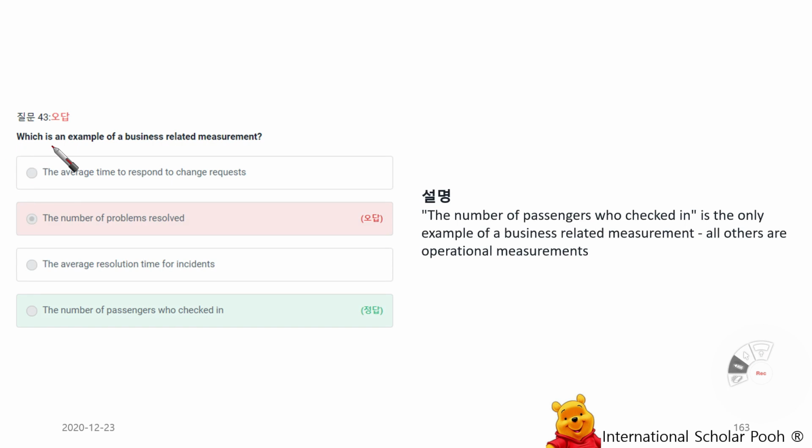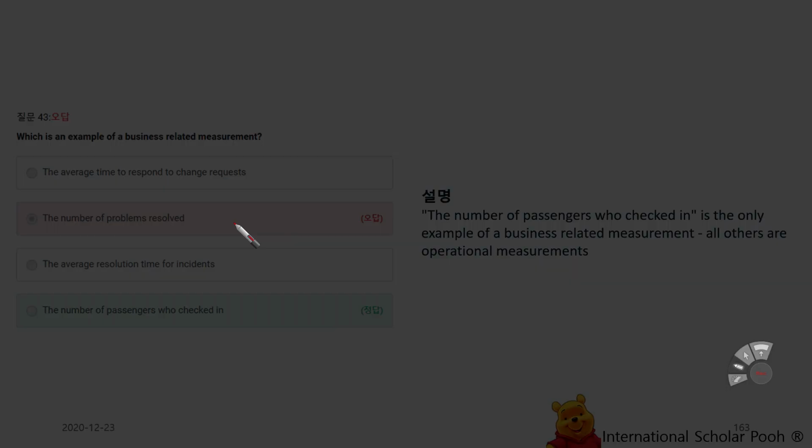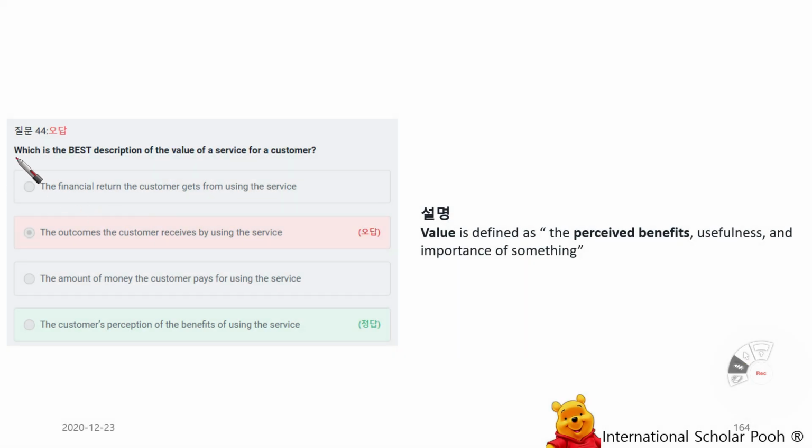Which is an example of a business-related measurement? The measurement of the number of passengers who checked in. The number of passengers who checked in is the only example of a business-related measurement. The others are operational measurements.